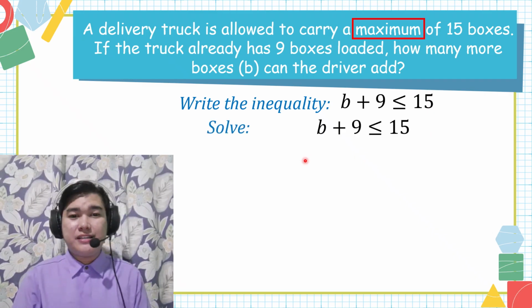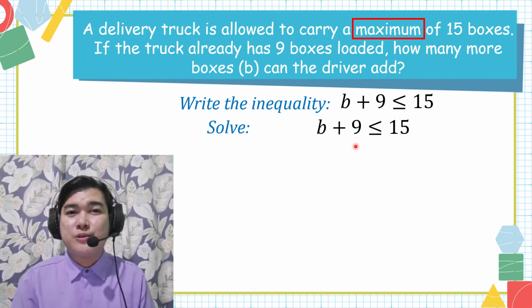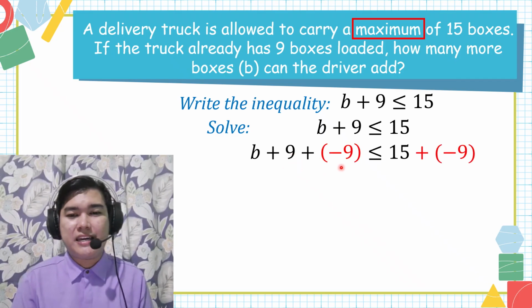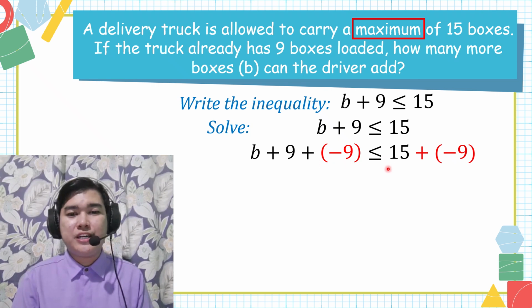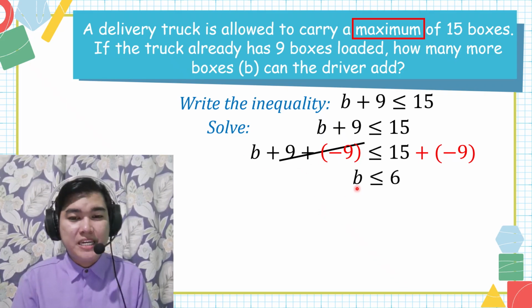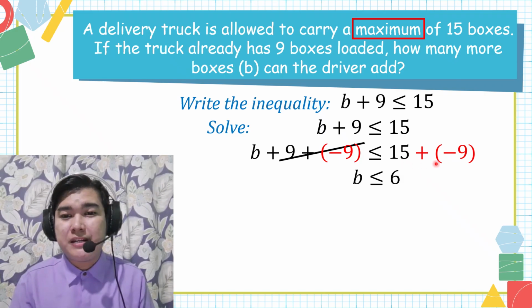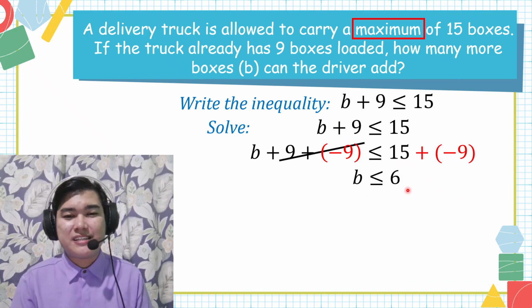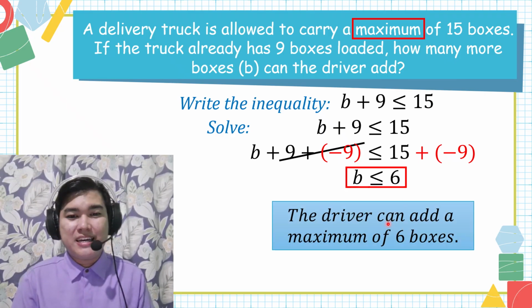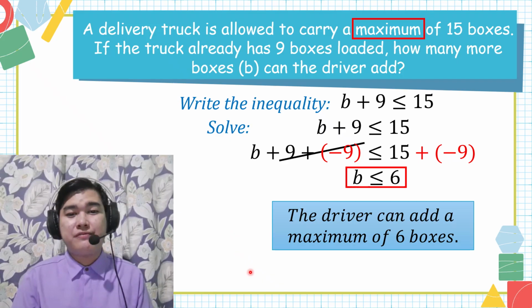Let us solve this given inequality. Let us remove 9 from the left side of the inequality, so we will think of its additive inverse. The additive inverse of positive 9 is negative 9. So b plus 9 plus negative 9 is less than or equal to 15 plus negative 9. 9 and negative 9 is equal to 0. The remaining term on the left side is letter b. On the other side, we have 15 plus negative 9, and that is equal to 6. Therefore, the value of b is less than or equal to 6. The driver can add a maximum of 6 boxes.